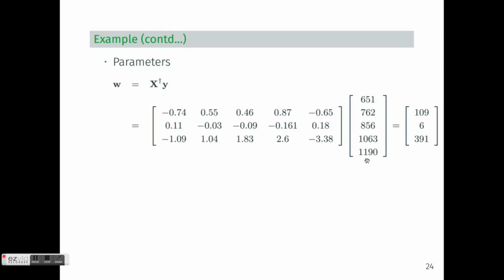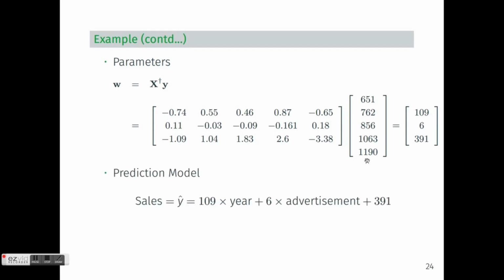And now I can write my linear regression model like this. We want to predict the sales, and the output is Y hat. So Y hat is 109 times the years, the first element of your weight vector, plus 6 times the advertisements, and 391 is a bias which is added to these two summations.